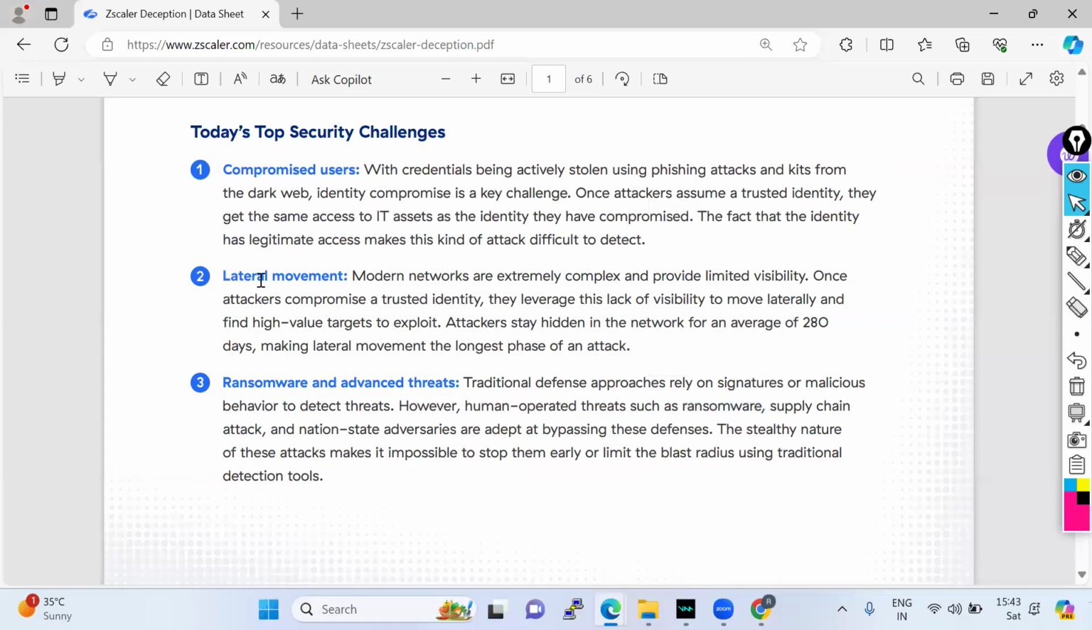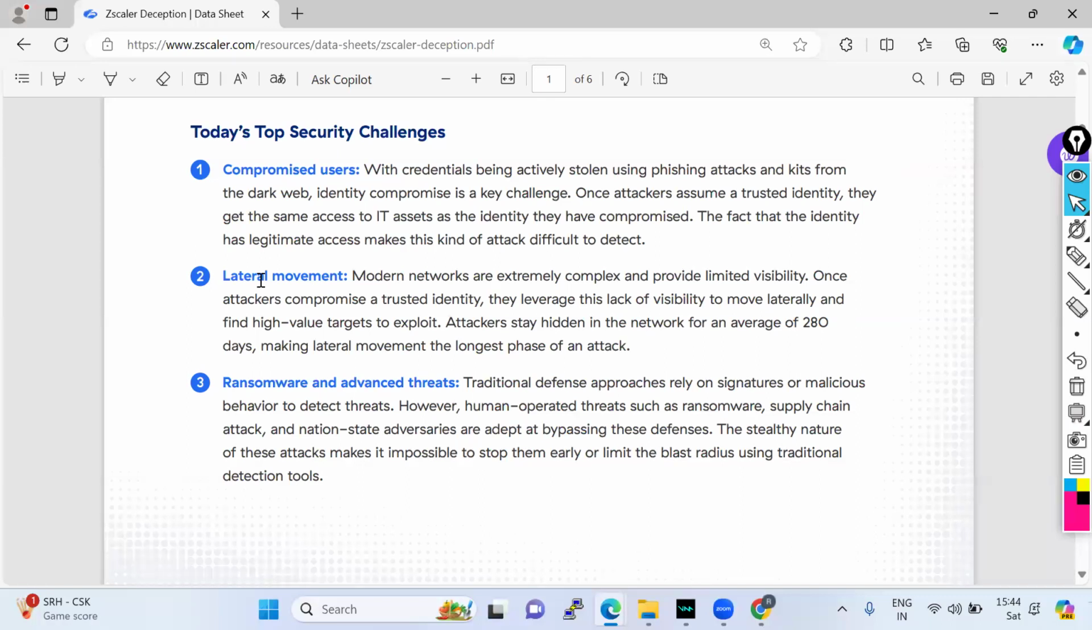And you can see the lateral movement also. Modern networks are extremely complex. We have a lot of versatile connectivity: many devices are connected to other devices, which are connected to other types of devices, and we also have the cloud network. We have limited visibility. Once an attacker compromises a trusted identity, they leverage this lack of visibility, because you don't have visibility into the whole complex network, and they move laterally and find high-value targets to exploit.